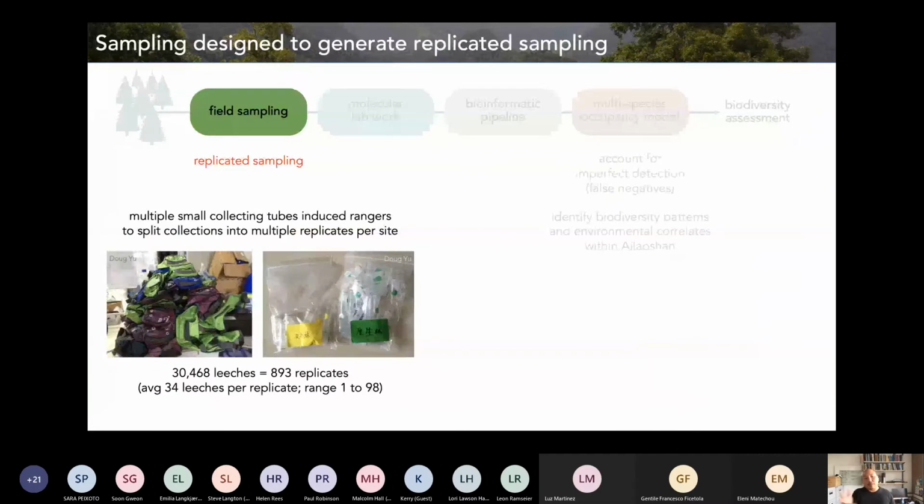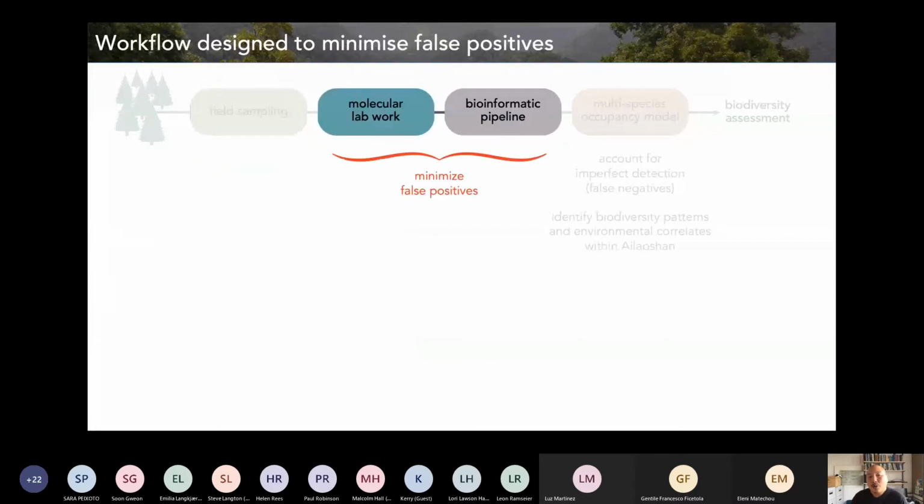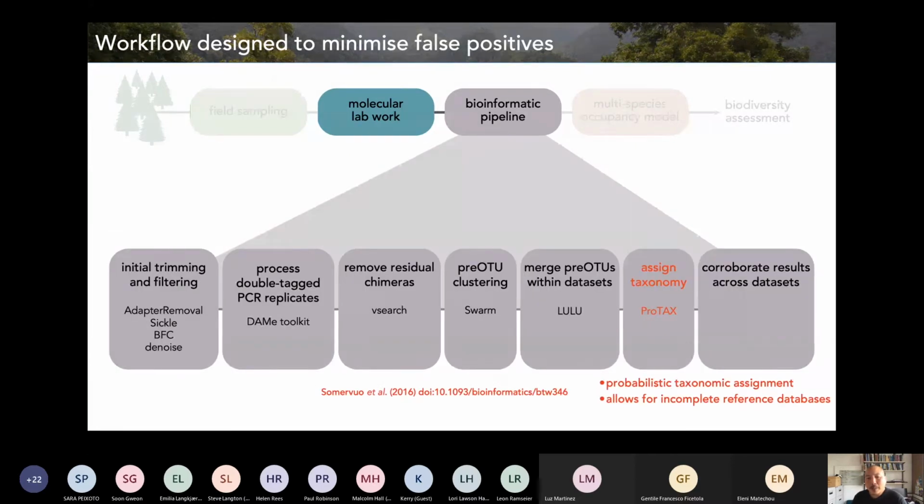So to sum that up, right, you issue these bags and tubes with RNAlater to park rangers who collected 30,000 leeches in 3 months. There's a whole bunch of molecular lab work, which I'm not going to go into, and bioinformatics. The bioinformatic pipeline itself is the subject of like 2 or 3 papers.